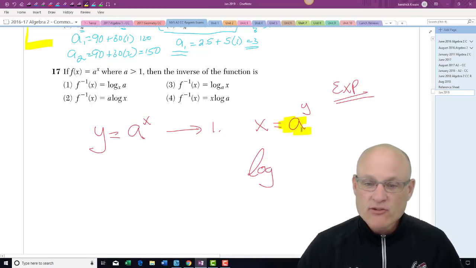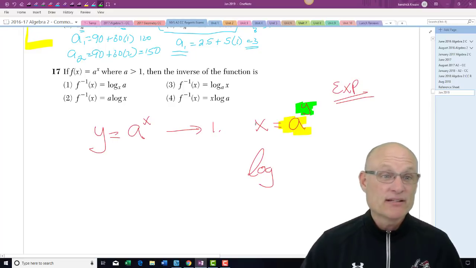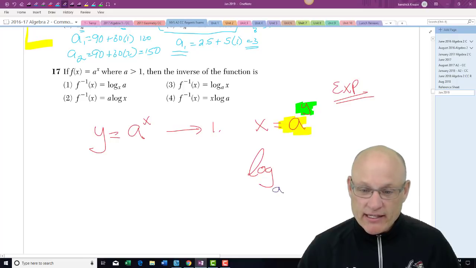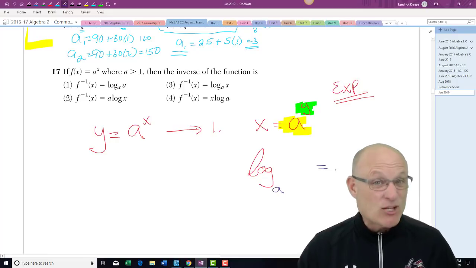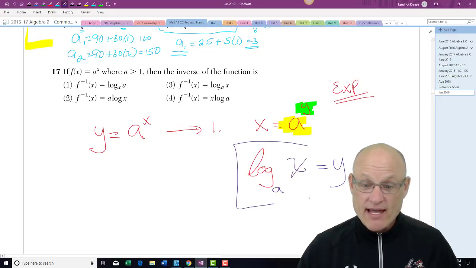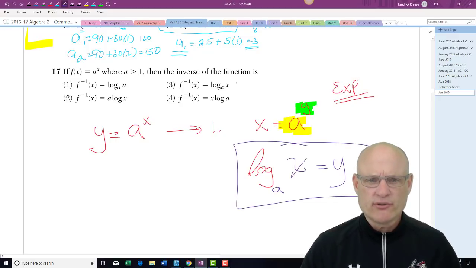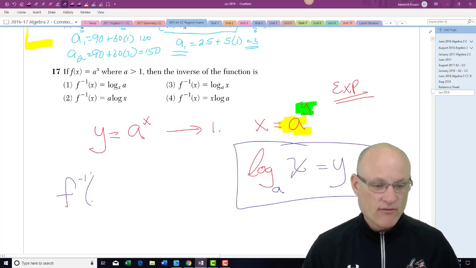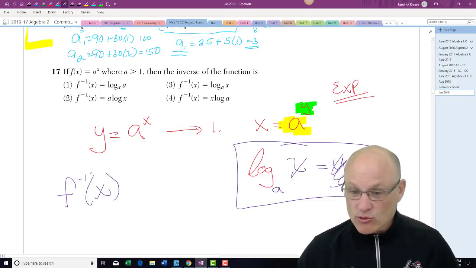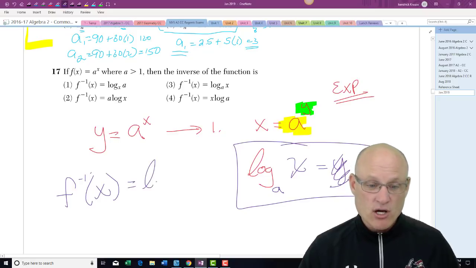Well, let's look. This is the base. So if that's the base, that is the exponent. And logarithms are all about that base. So log base a. Now logarithms are equal to exponents. Y is equal to x. And that is the right answer. Of course, we will write it as f inverse of x. So instead of writing y equals, we write f inverse is equal to log base a of x.